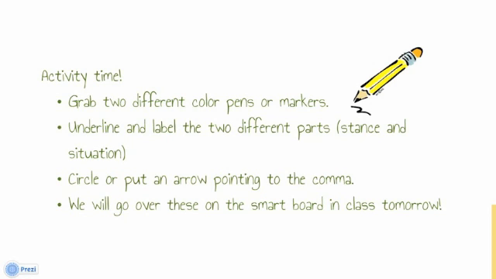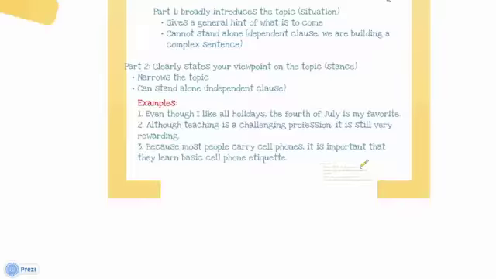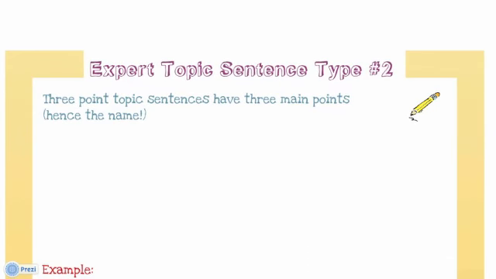And then we'll go over these on the smartboard tomorrow. So 2 different highlighters or pens or colors from your iPad, and label the 2 different parts, the stance and the situation, and then put a circle around or an arrow pointing to the comma. Okay, moving on. The 3-point topic sentence, like I said, it's one of my more favorite ones, but it is a lot more complicated.